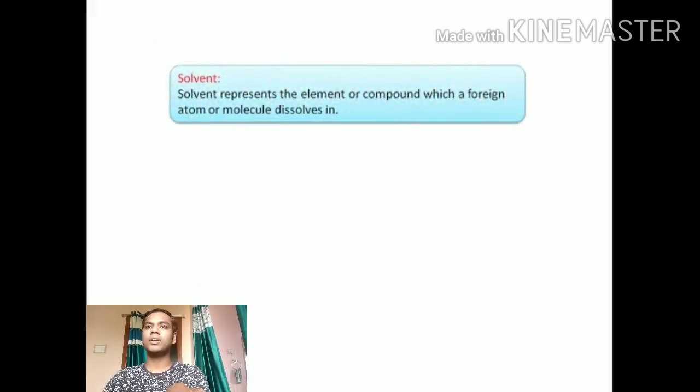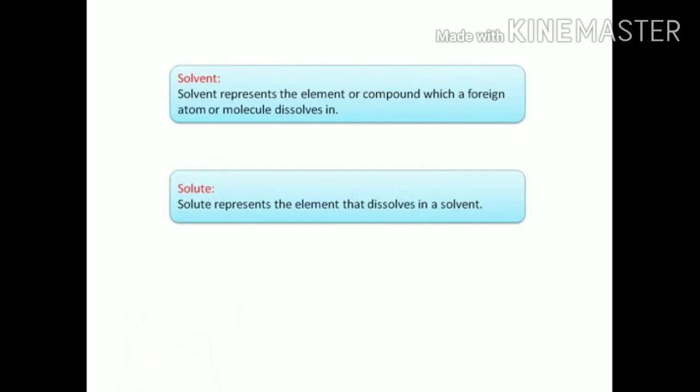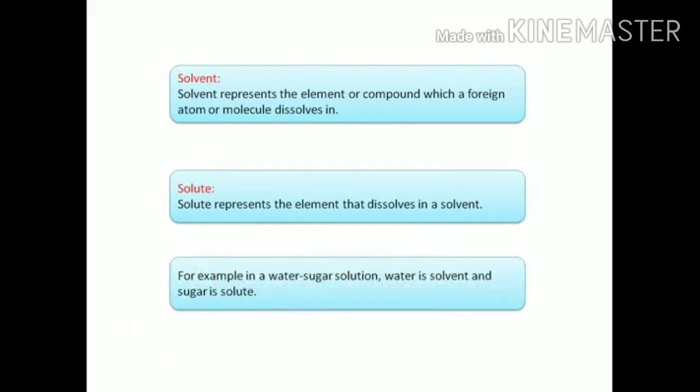Solvent. Solvent represents the element or compound which a foreign atom or molecule dissolves in. Solute. Solute represents the element that dissolves in a solvent. For example, in a water sugar solution, water is the solvent and sugar is the solute.